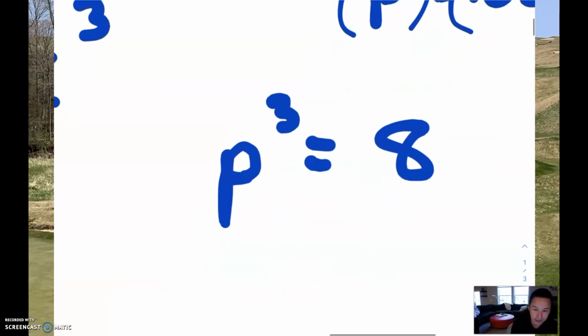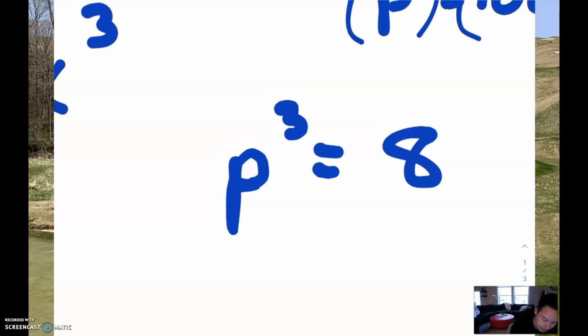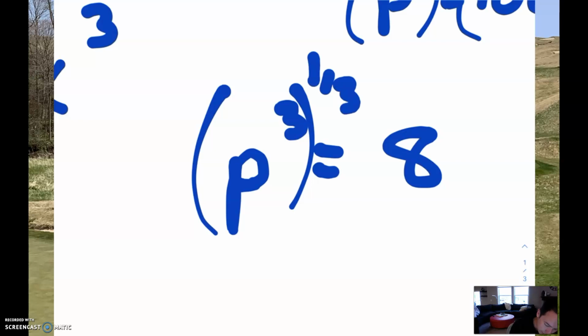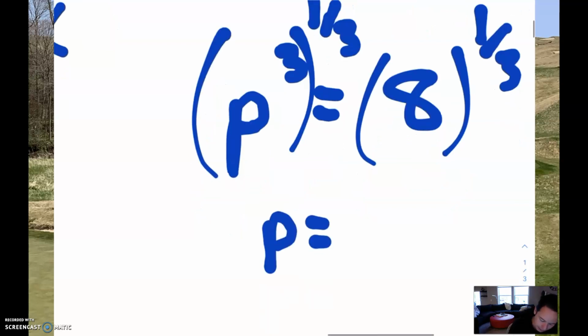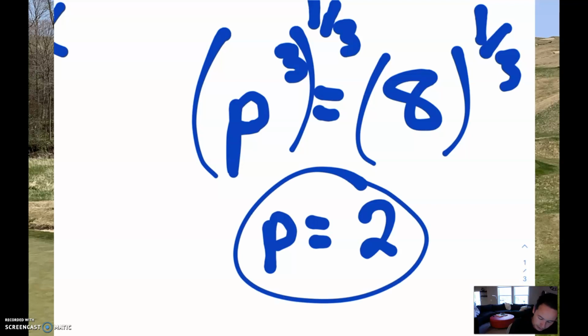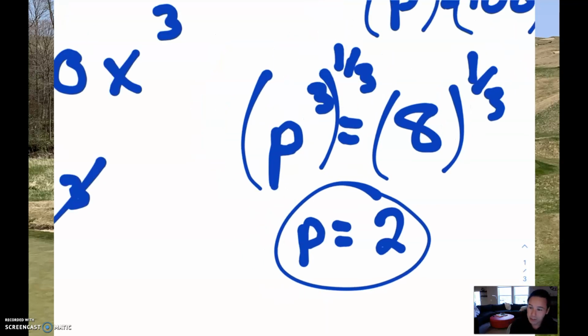So to solve this one, if we want to get rid of p to the 3rd, we can just raise this to the 1/3 power. That 3 times 1/3 cancels out, and you're just left with p. So let's raise this to the 1/3 power. Coincidentally, 8 to the 1/3 power is just 2. You can type that in a calculator. You can double check your answer as well: 2 times 2 times 2 gives you an 8.